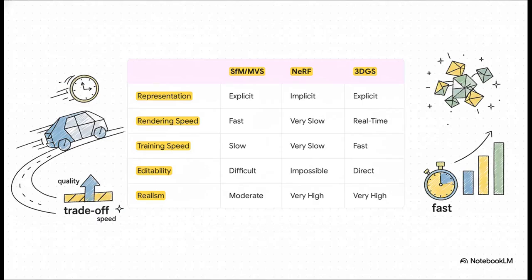And this table really tells the whole story. Just look at that 3D column. Real-time rendering speed? Check. Fast training? Check. Super high realism? Double check. You get it all in one package. It completely shattered that old trade-off between quality and speed that had basically defined the entire field for years. This was the game changer.